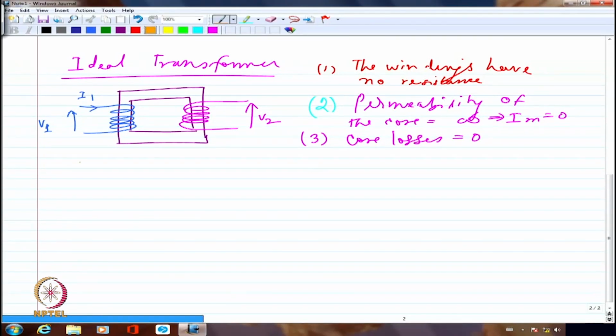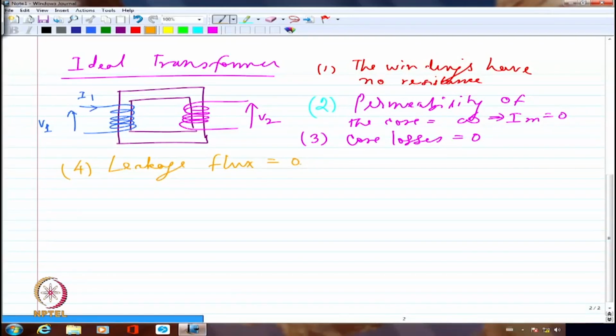And the last assumption that I'm going to make is that whatever flux is established is going to completely confine itself to the core. That means nothing is going to flow through the air surrounding it. So whatever flux links with the primary will always link with the secondary and vice versa. So leakage is 0. I don't have any leakage at all.